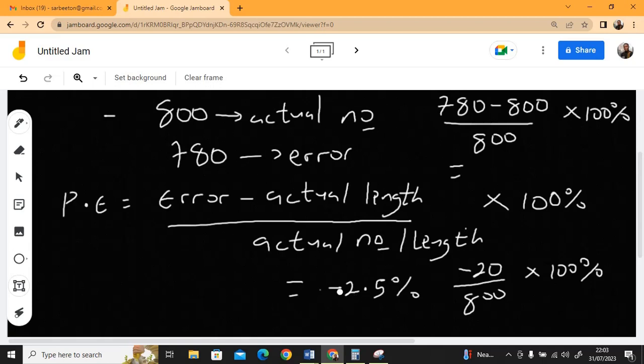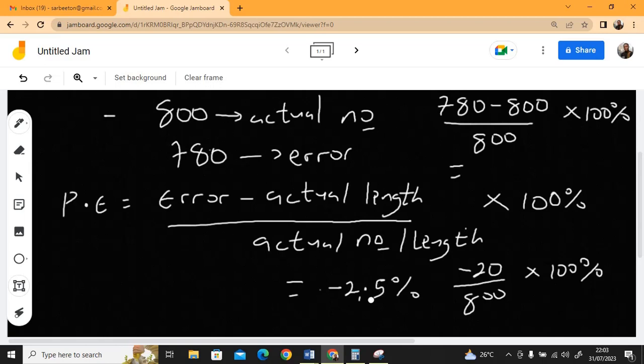Now this minus is telling you whether you counted below or above the number of students in that particular school. This minus means you counted below, and you can see that instead of 800, you counted 780. Assuming what you counted is more than the number of students, here will be plus. It means you made an error that is more than the number of students in that school. So you can ignore the minus. If they ask what the percentage error is, the percentage error is 2.5%.